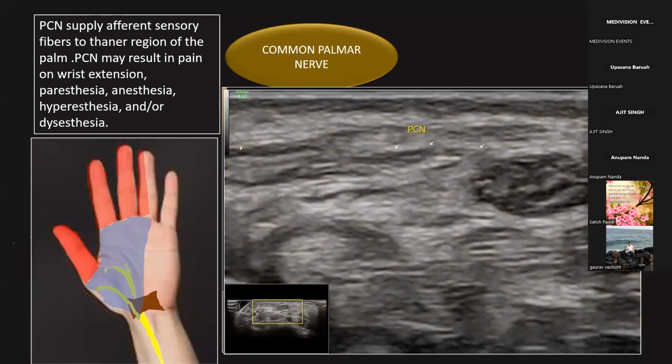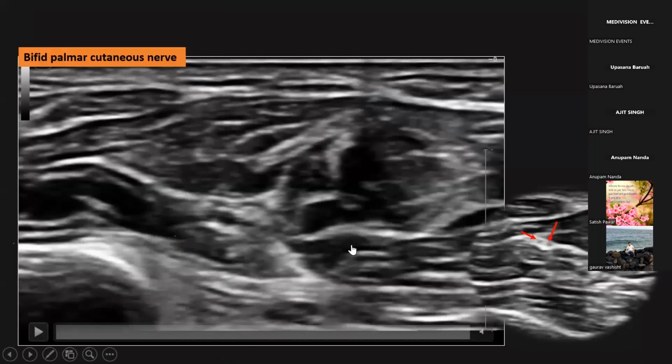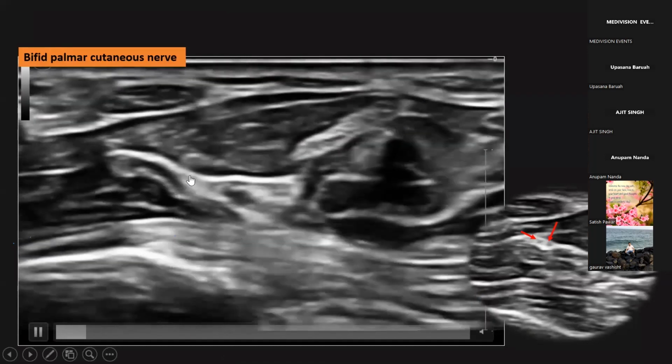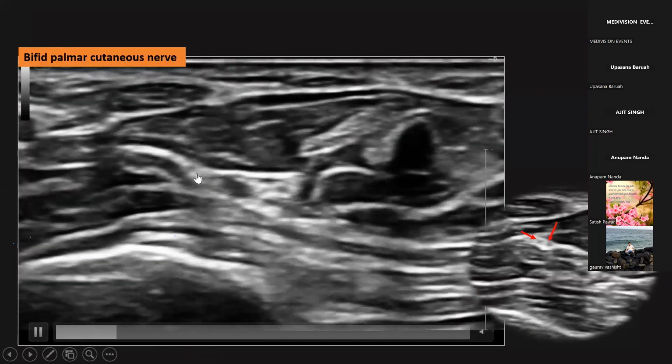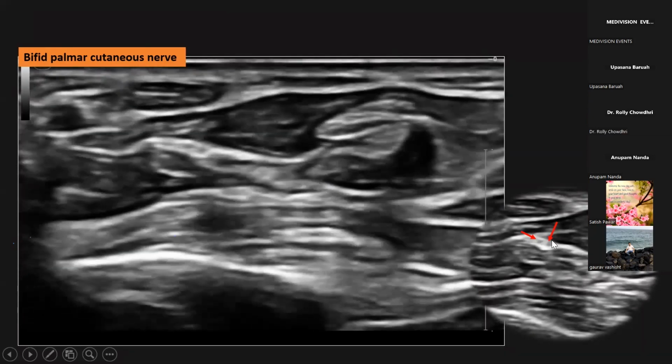It's easier when the nerve is thickened. Sometimes we may see a bifid palmar cutaneous nerve, like here. As you can see, there are two structures moving along the course. You can see it there.